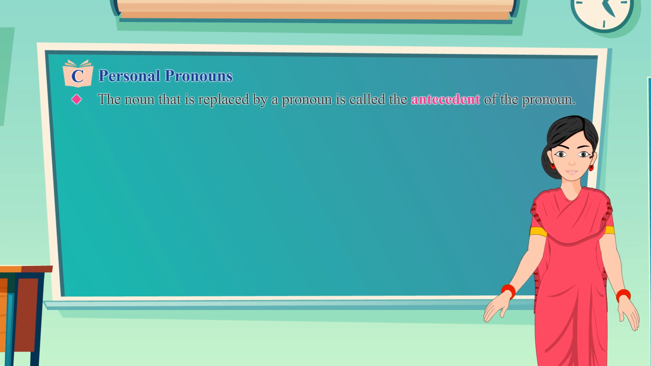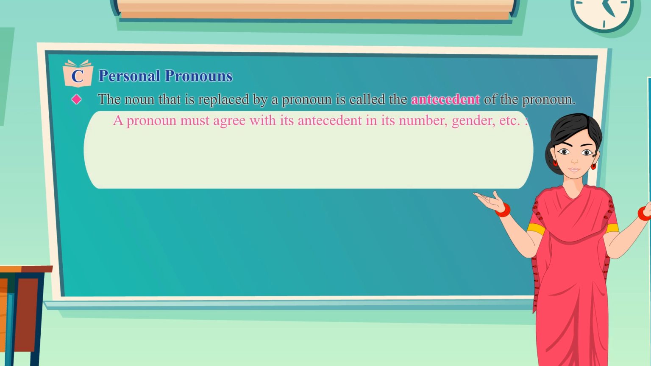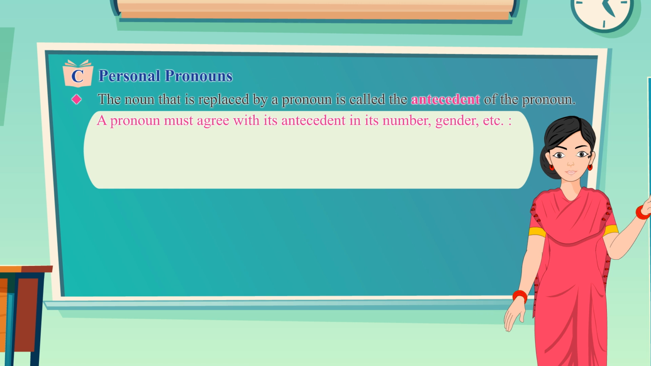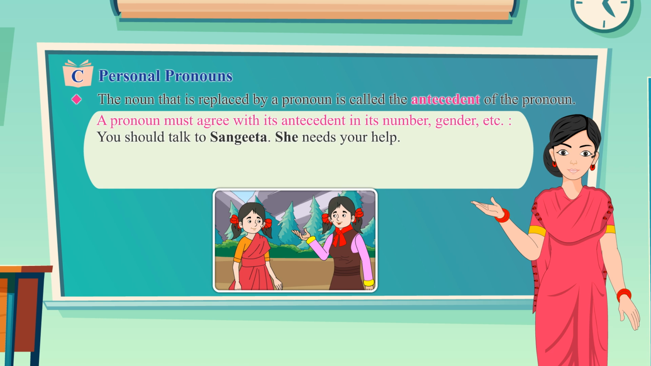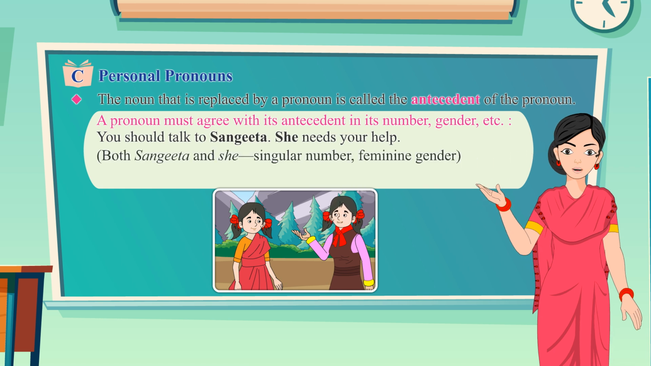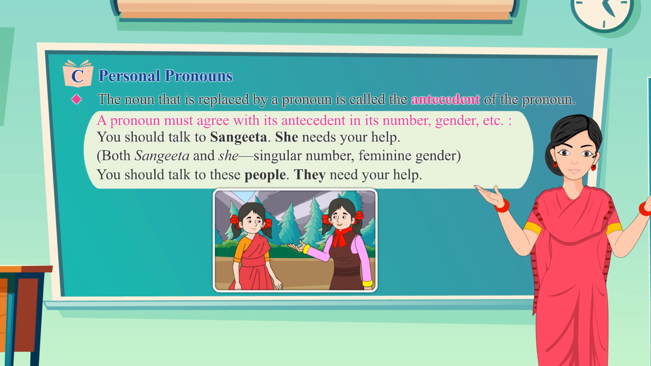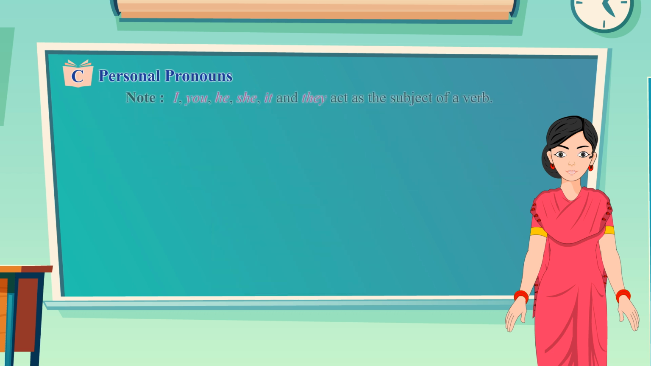The noun that is replaced by a pronoun is called the antecedent of the pronoun. A pronoun must agree with its antecedent in its number, gender, etc. You should talk to Sanjita, she needs your help. Both Sanjita and she are singular number, feminine gender. You should talk to these people, they need your help.